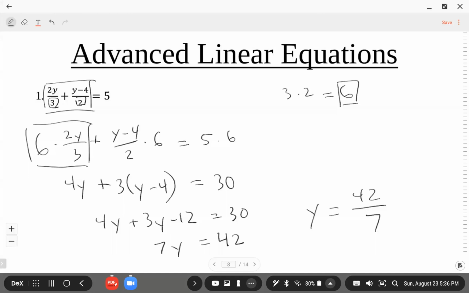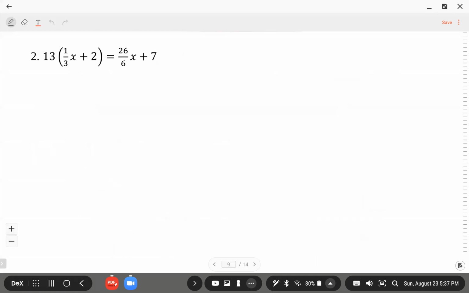And then, yes, I forgot to simplify this one. 42 divided by 7 should equal 6. So a lot of you got 6. So very good, very good. Congratulations. This was a pretty complicated problem compared to the ones that we did before. So very good job. Okay. So now let's move on.